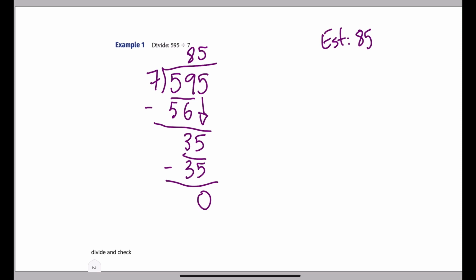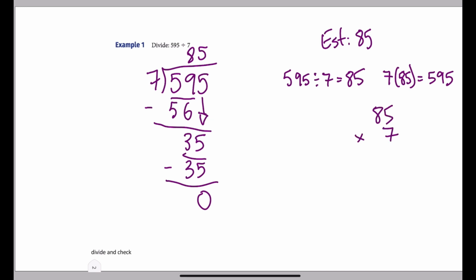Now, how can I check division? Anytime I do a division problem, how can I check to see if I'm right? I can do multiplication. So I can check to see, okay, well, if 595 divided by 7 equals 85, then that means that 7 times 85 equals 595. That's what I'm suggesting. So I can check this by multiplying my divisor and my quotient to see if I get my dividend.